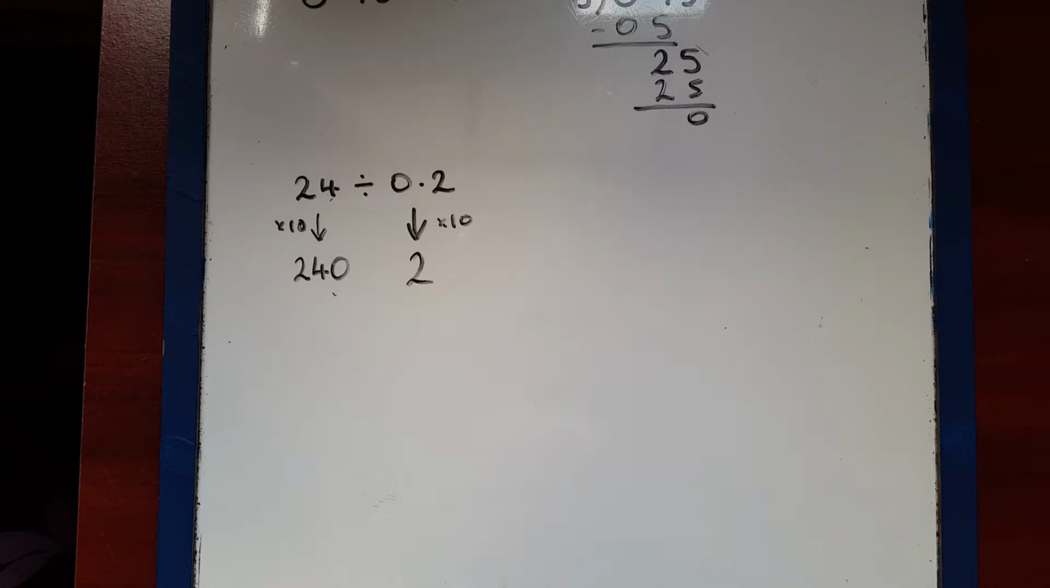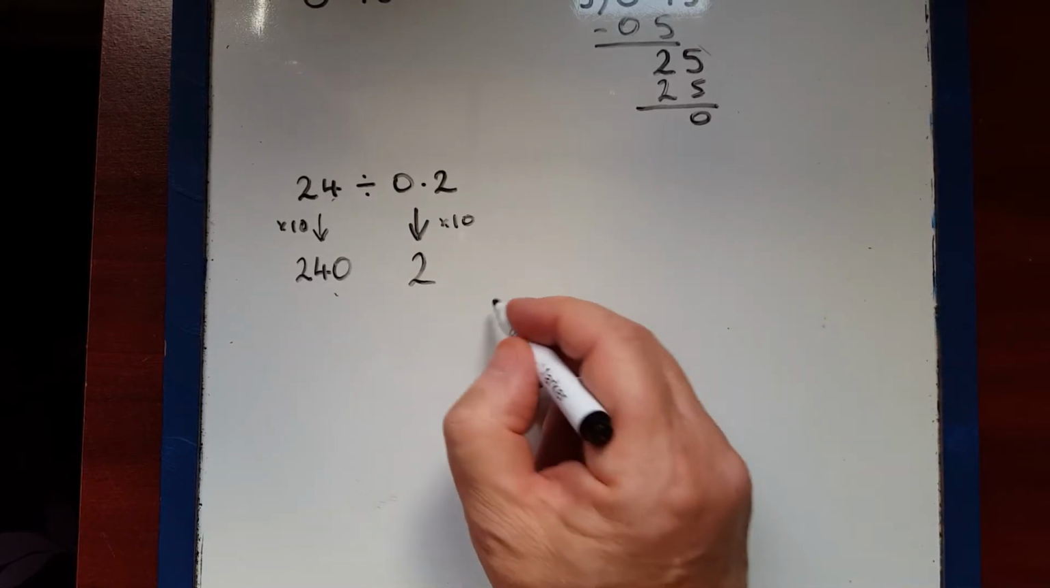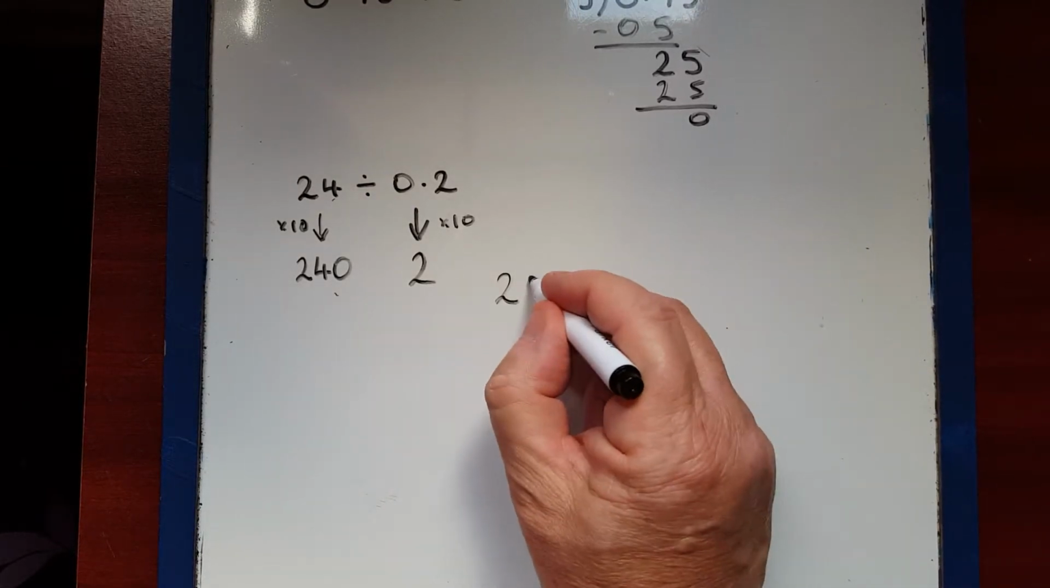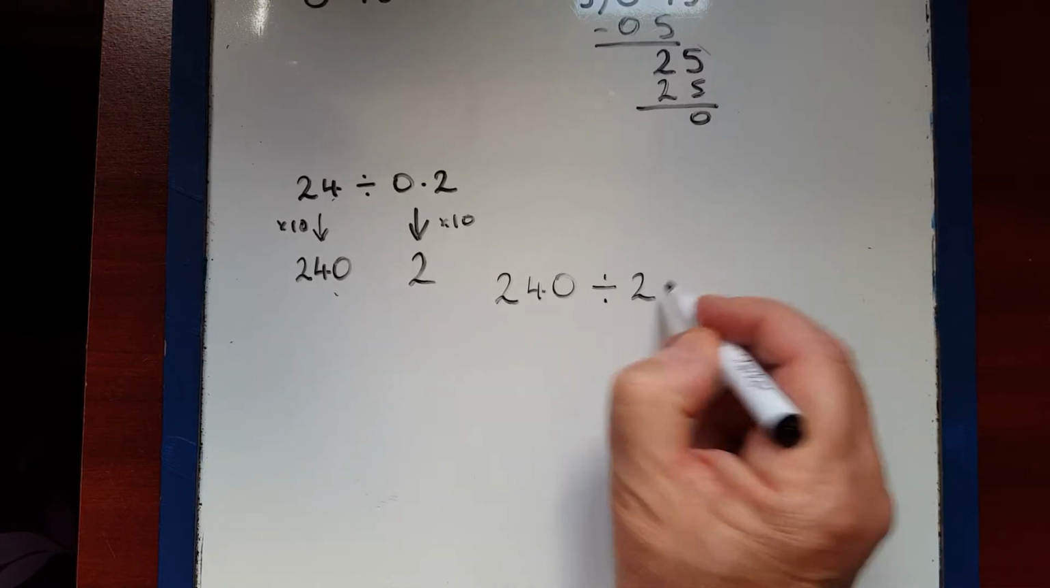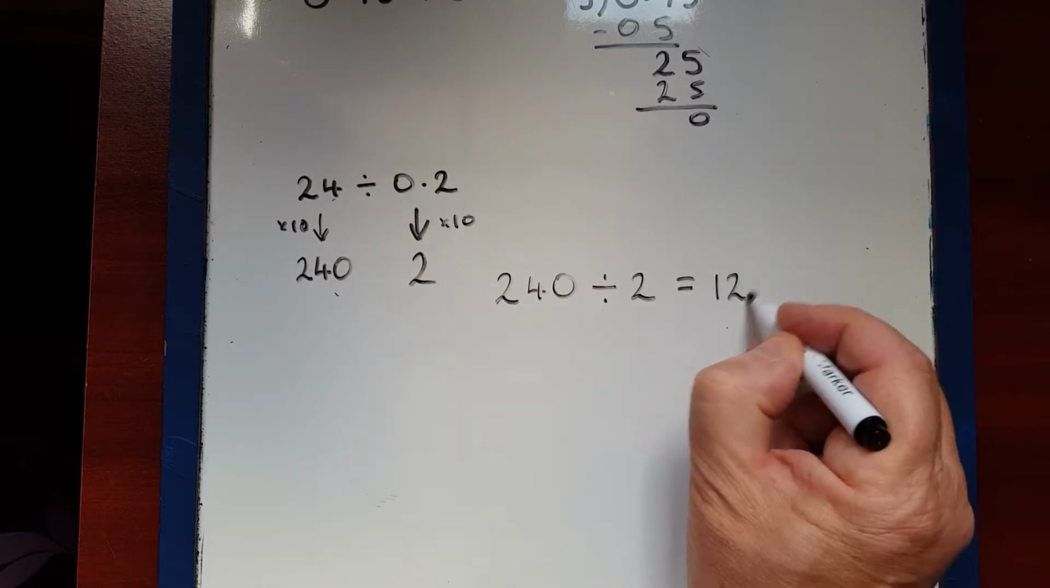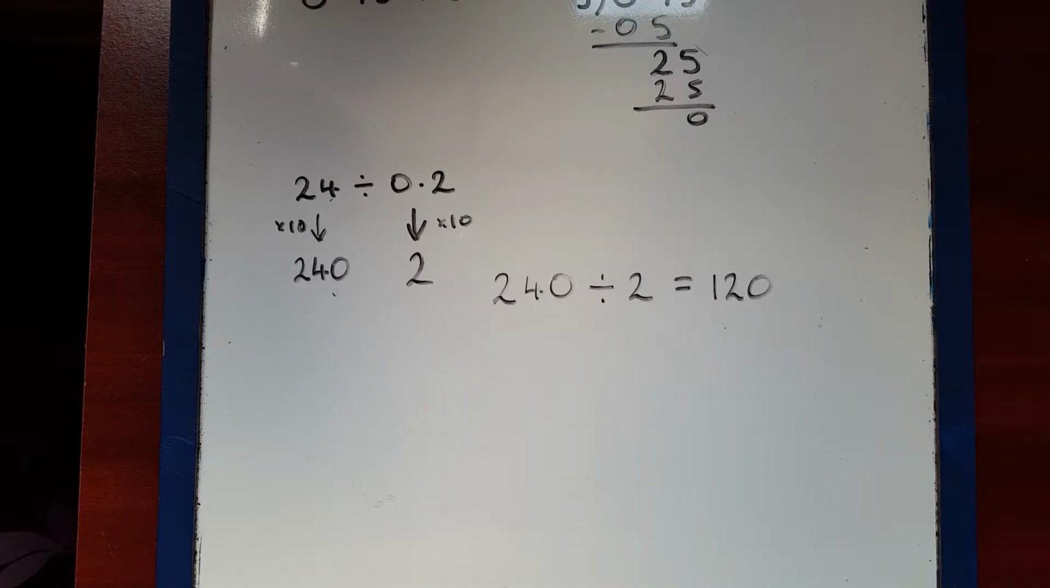Okay, so when we do that, let's start taking a look at what happens. It's very simple. We can do this one in our head. 240 divided by 2. We don't need to bother doing any long division. We know that it's 120. Now, that's it. Surprisingly, it's finished.